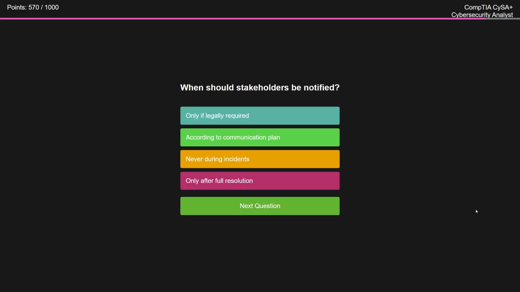When should stakeholders be notified? Only if legally required, according to a communication plan, or never during incidents or only after full resolution. I would have said the communication plan, because all these other ones are saying only and being very limiting. The one that's not that limiting is according to the communication plan, because these ones are saying never, only. Those are more limiting, and this one is more open to doing stuff according to the communication plan.